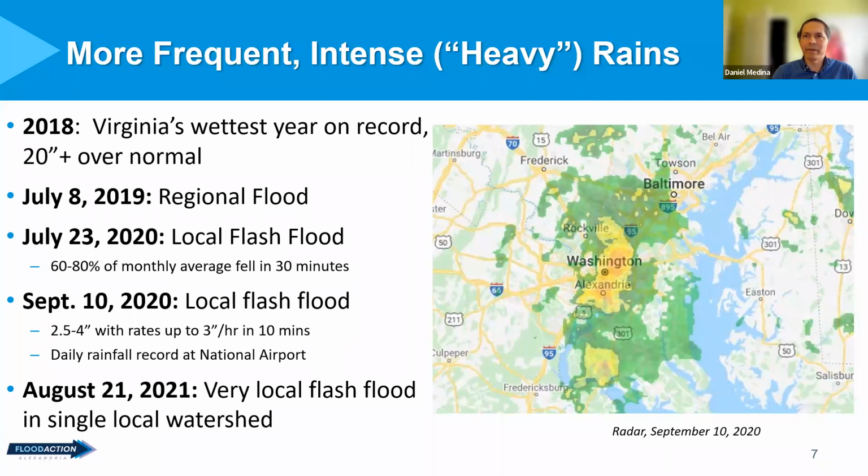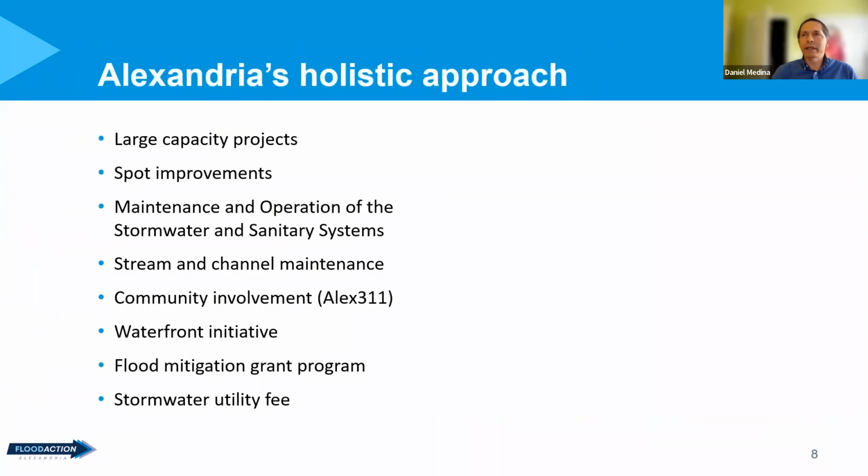That's very intense rainfall. All to say that after we experienced these floods between 2018 and 2021, life changed in Alexandria. And my job was created as a program manager for the Flood Action Alexandria program. So what are we doing? We're taking a holistic approach to flooding. And the steps that I'm showing you here are the components of such an approach.